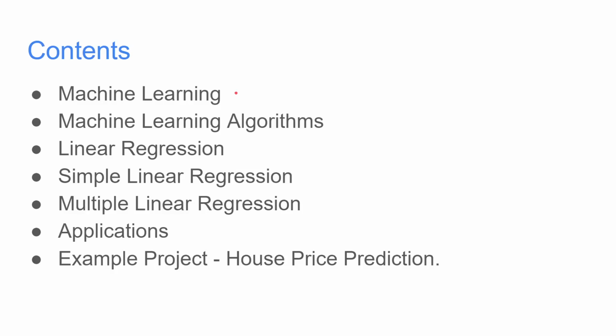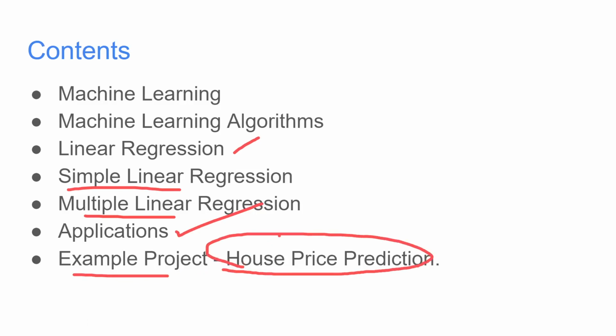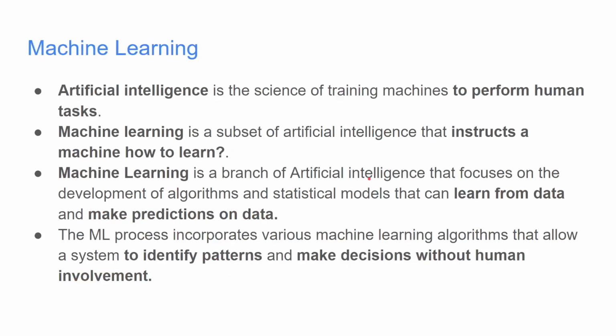First, we will see what is machine learning and machine learning algorithms. After this, we will see about linear regressions and what are the types of linear regressions, like simple linear regression and multiple linear regression. Then after this, we will see applications of linear regressions. And finally, we are going to see an example project of house price prediction project. And I will explain this in a Jupyter notebook. So these are the contents we are going to see today.